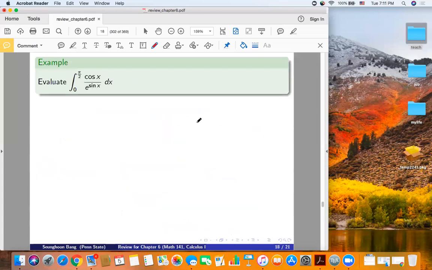The next one. How can you solve this problem? Which method do you want to use for solving this problem? Use substitution, is it right? What do you think, other guys? Yes, use substitution. What's u? Just say the sine.